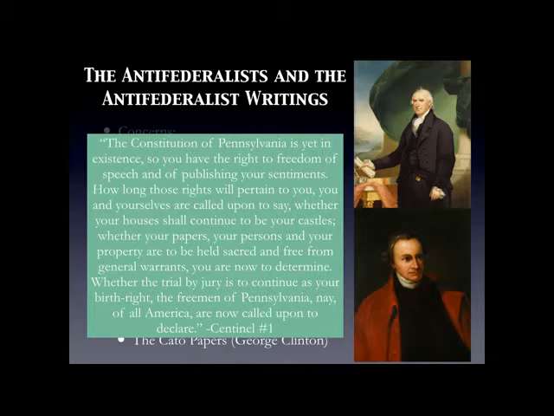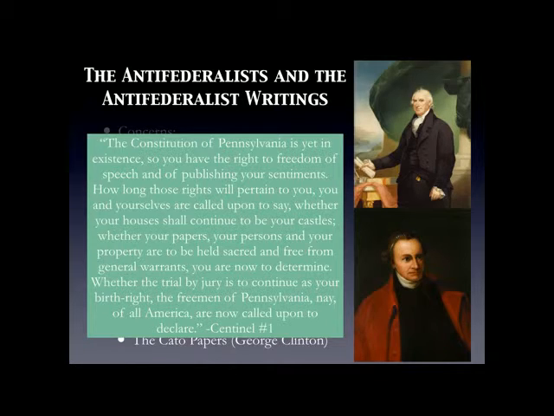The Constitution of Pennsylvania is yet in existence, so you have the right to freedom of speech and of publishing your sentiments. How long those rights will pertain to you, you and yourselves are called upon to say, whether your houses shall continue to be your castles, whether your papers, your persons, and your property are to be held sacred and free from general warrants, you are now to determine. Whether the trial by jury is to continue as your birthright, the freedom of Pennsylvania, nay, of all America, are now called upon to declare.